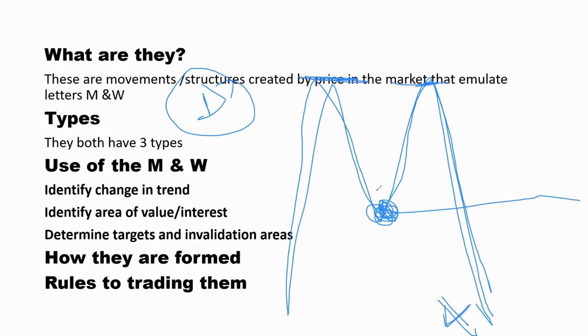The first rule that we have been talking about is we need the neckline. Neckline must be broken, right? Then 2, we need a retest. There should be a retest to the neckline. Now, why do we need a retest to the neckline? I've just explained that.